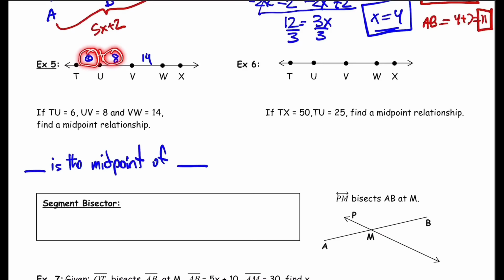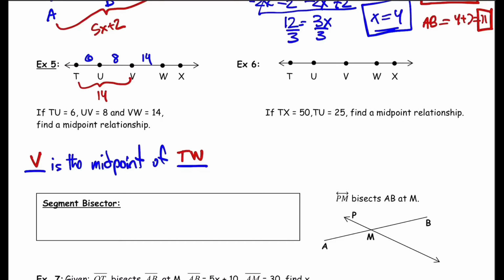If I take 6 plus 8, that gives me 14. So this segment right here is 14. So now look at what we know. 14 and 14 are equal. That means TV is equal to VW, which makes this the midpoint. So V is the midpoint of TW. That's my midpoint relationship. Let's try one more.